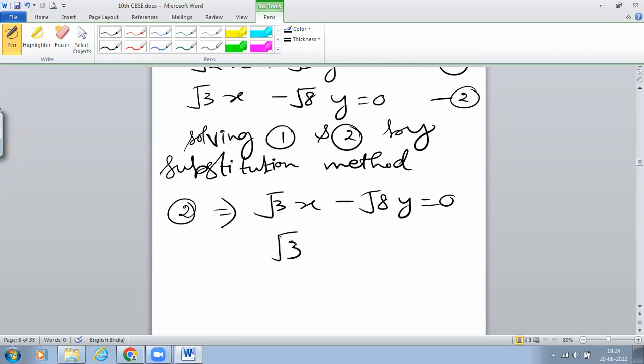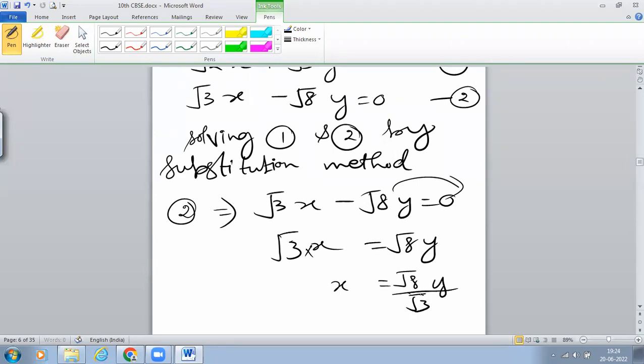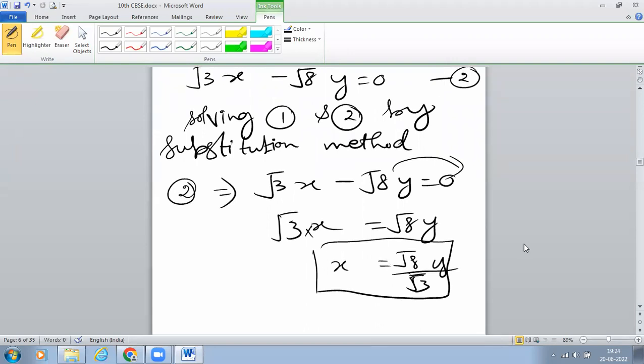Okay. So what we'll get is root 3x. When this minus term is taken to the opposite side it becomes plus. So root 3 into x is equal to this minus root 8y will become plus root 8y, because already 0 is there. So 0 plus root 8y is simply root 8 into y. Now we have to find the value of x because here root 3 into x is there. When this root 3 is taken to the opposite side it becomes division. So root 8 into y divided by root 3. So this is what we got for the value of x. Now, x is equal to root 8 by root 3 into y. Please write up to this step.